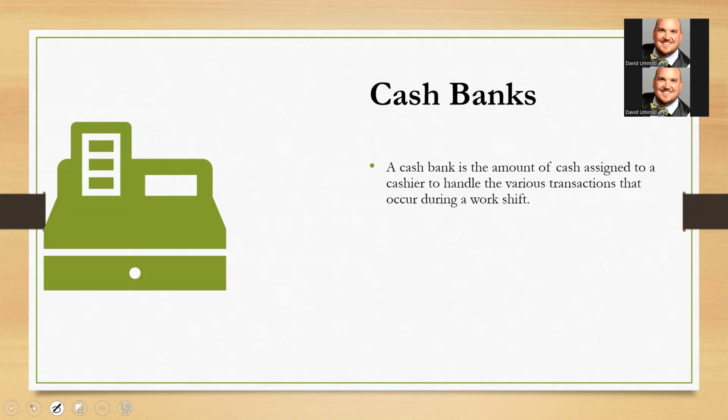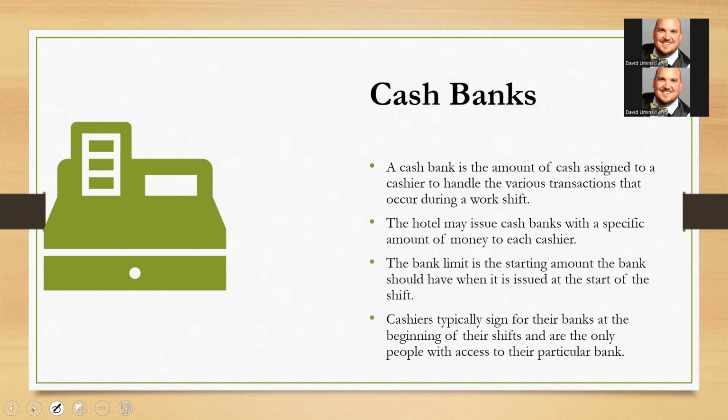Cash banks, again, some hotels are going cashless, so this really isn't an issue. But sometimes in the food and beverage side of the outlets, this is still something that people will require. Cash banks is basically the money that starts in your register. As a server at TGI Fridays, I had to have a cash bank of $25 to $40 of my own money in my pocket so that I could make change. When I worked at Cheesecake Factory, the bartender was our cash bank. If I needed to pay someone with cash and give them change, I'd go to the bartender, and they'd give me their change to give to the guest.